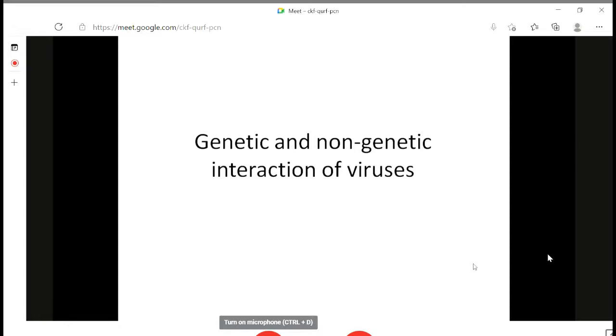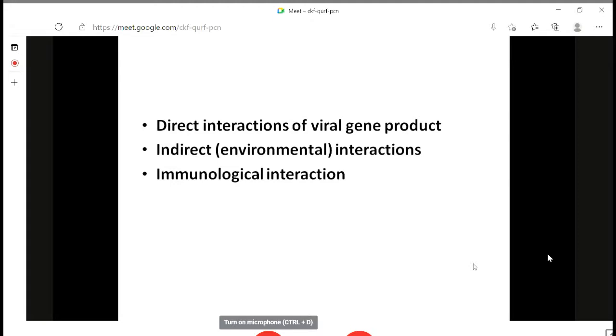At the same time, there are certain virus interactions that are non-genetic, meaning the genes don't play a role. Rather, the presence of two viruses in the environment, they sometimes help each other. That is a positive interaction, or sometimes the presence of one virus prevents the second virus infection. So it's a negative type of interaction we could see among the viruses. Collectively, in your syllabus this topic has been given as genetic and non-genetic interaction of the viruses. So some aspects of it we'll try to discuss in this session.